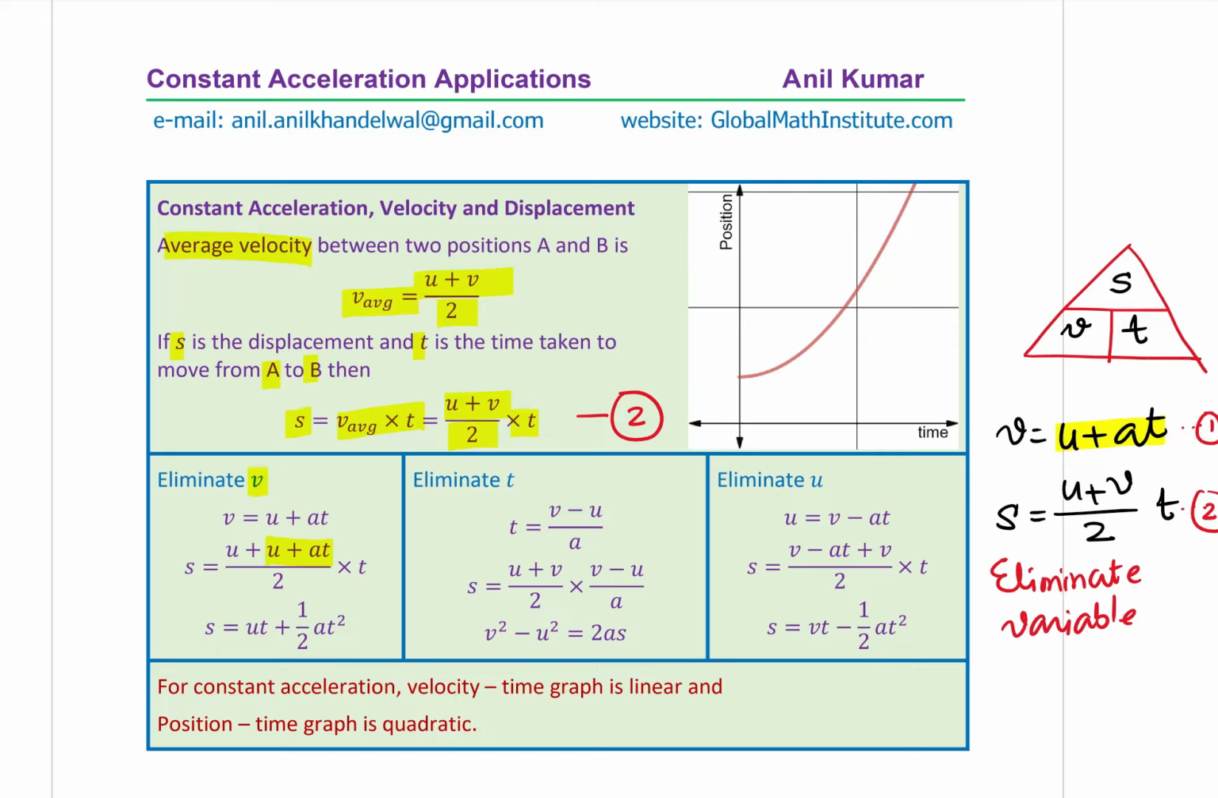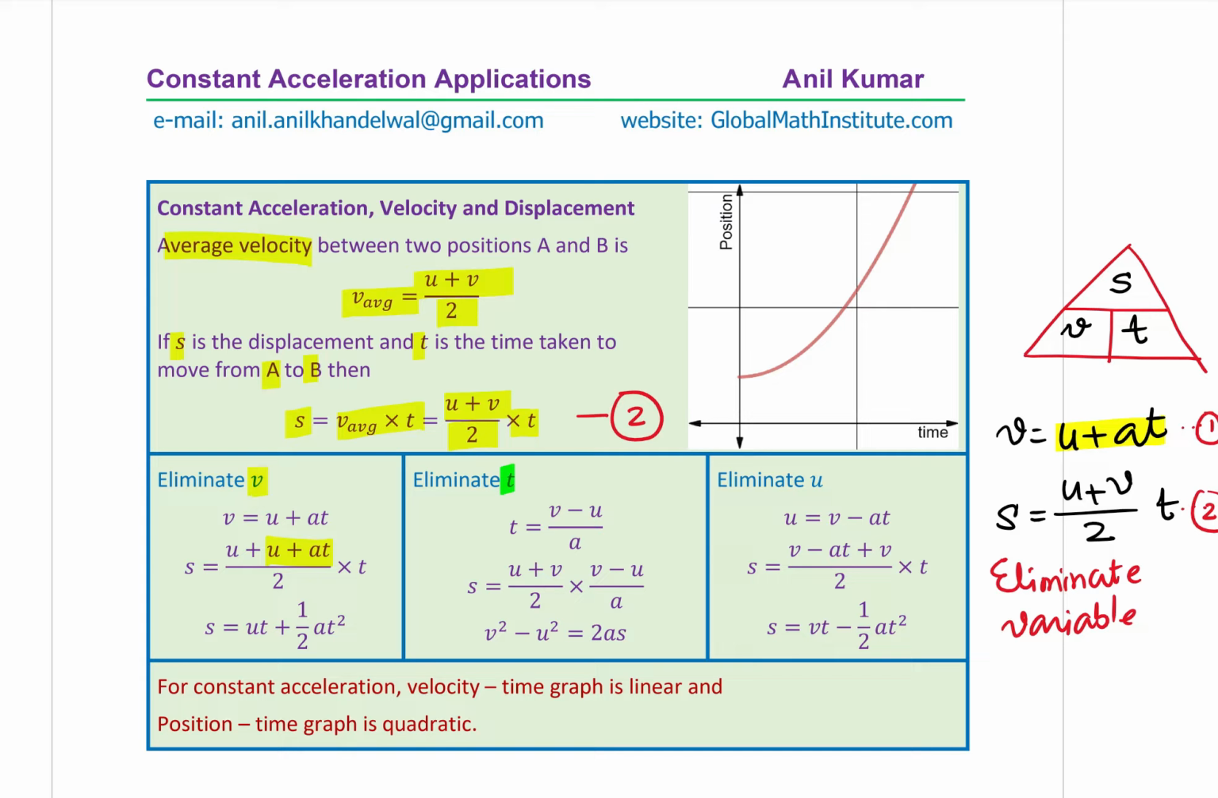And what do you get to simplify? You get s equals to ut plus half at squared. Correct? So that is another formula which you get. S equals to ut plus half at squared. Very popular. Now, let us see how do we eliminate time t.